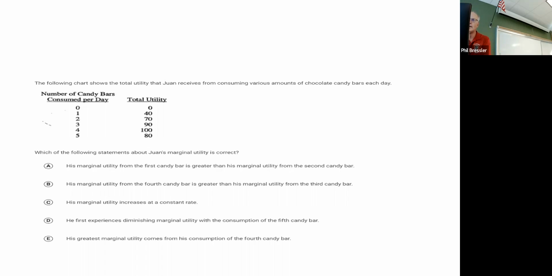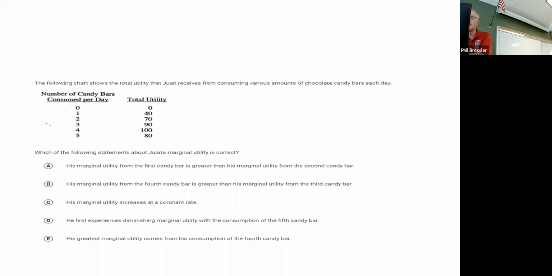Okay. All right. I'm going to count to 3, and you guys could blast away. 1, 2, 3. Okay. I'm seeing a lot of A's. All right. So the marginal utility for the first candy bar is 40 minus 0, which is 40, and that is greater than the marginal utility from the second. The marginal utility from the second is 70 minus 40, which is 30. So that is true. The marginal utility for the first is greater.